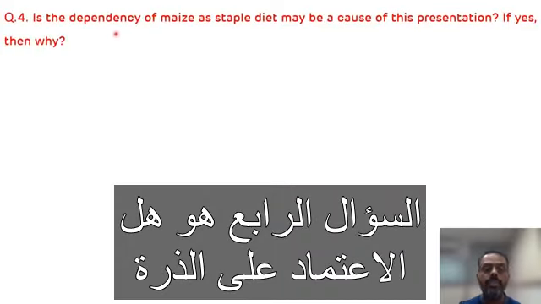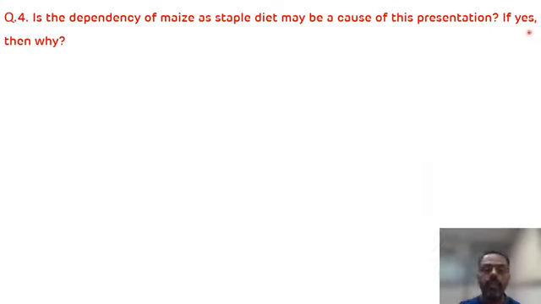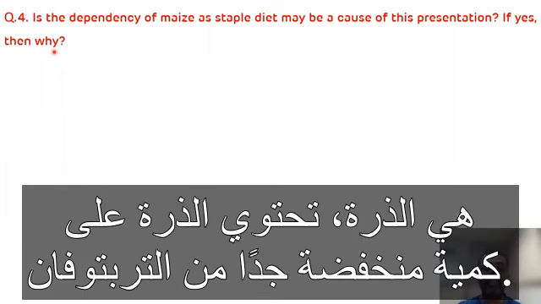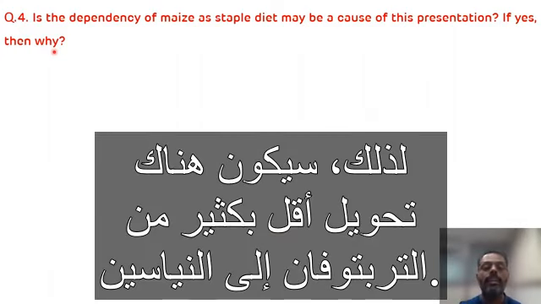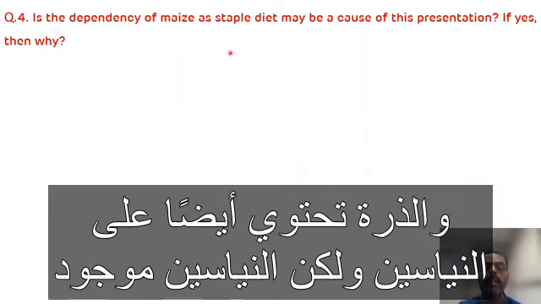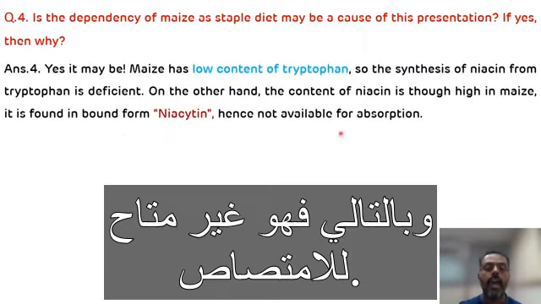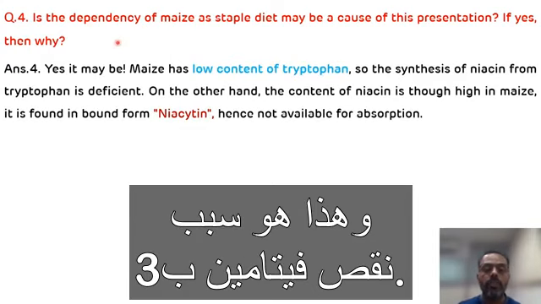The fourth question is, may dependency on maize as a staple diet be the cause of this presentation? If yes, then why? Yes, if the patient is on a staple diet of maize, maize contains a very low amount of tryptophan, so there will be very little conversion of tryptophan to niacin. Maize also contains niacin, but niacin is present in a bound form, known as niacytin, hence it is not available for absorption. So that is the reason for the deficiency of vitamin B3.